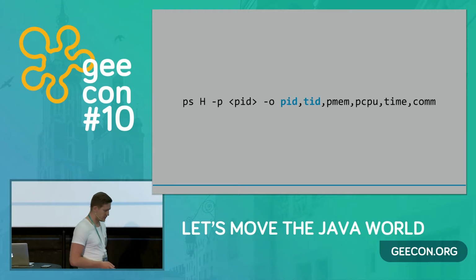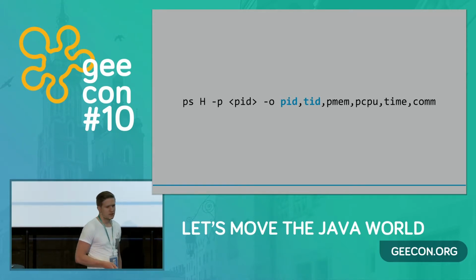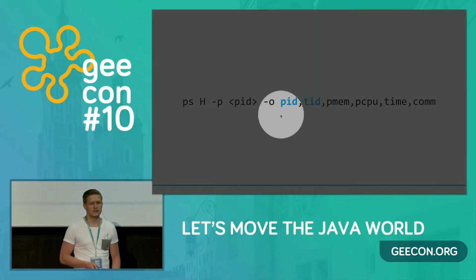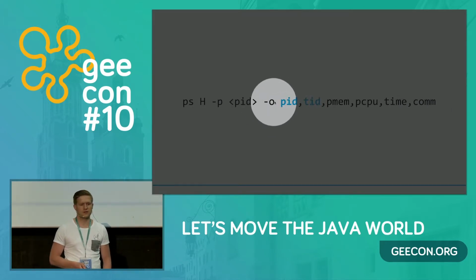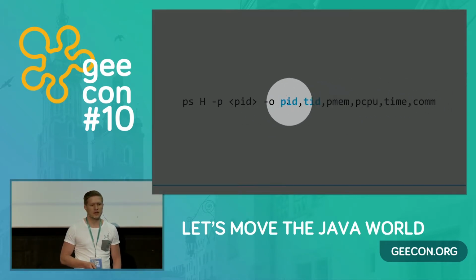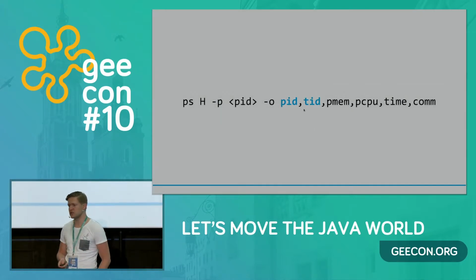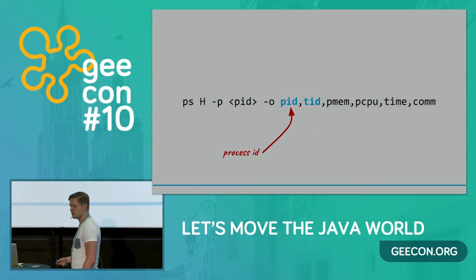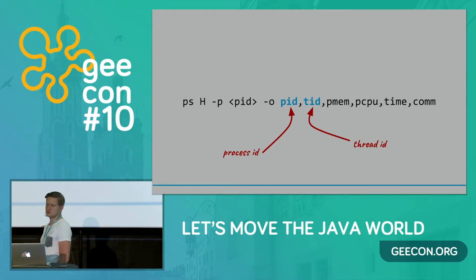But let's get back to ps for a moment, because what I actually did here is specify my own columns which should be shown. There are two important columns here. One of them is PID, which is the process ID. And TID, which is the thread ID.